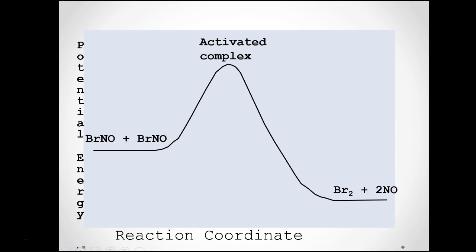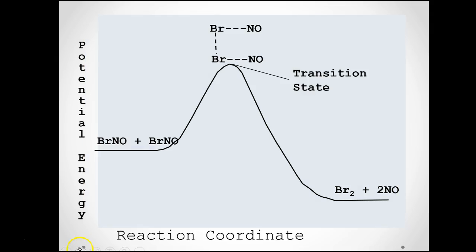When they come together and they collide, they form this thing called the activated complex. But like I said, it's not something that normally exists. You can't go to the store and buy it. It actually has quite a lot of potential energy. As an activated complex, the potential energy is quite high because it doesn't normally exist.